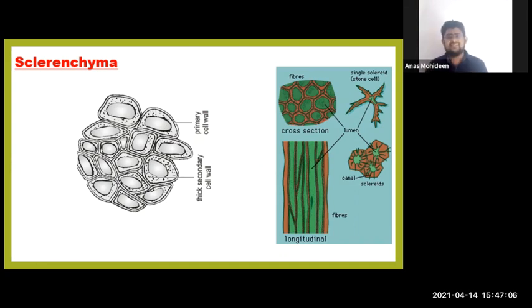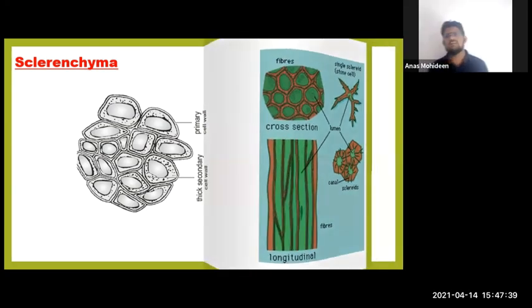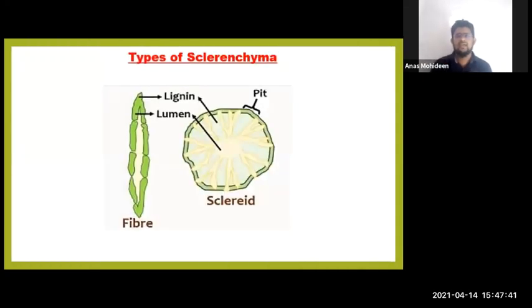The cells are tightly packed, so there are no intercellular spaces among the cells. There are two types of sclerenchyma tissues: the fibers and the sclereids. You can observe the difference between them. Fibers are narrower and longer cells, while the sclereids are shorter and wider cells.